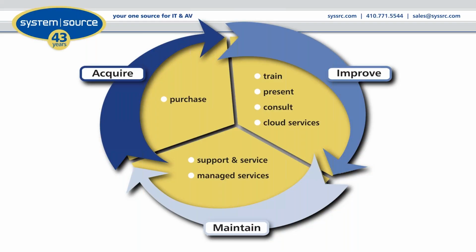A lot of folks come to System Source when they need to acquire technology. We've been around for 43 years, since 1981, and there are about 75 of us. People come to us for end-user computing needs like laptops, printers, and desktops, but most of our work is in the modern data center, whether on-premise, the traditional approach, or in the cloud, such as Microsoft Azure, Amazon Web Services, and other data center or software-as-a-service vendors.